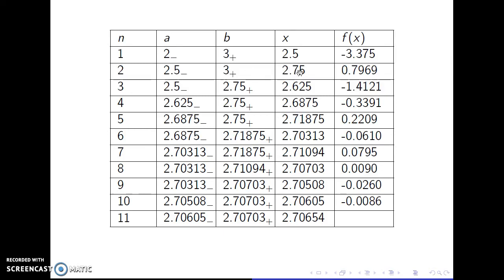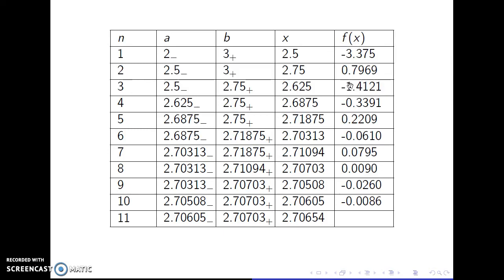Now substitute the x2 value in f of x. Now we got a positive symbol. This positive sign we give to 2.75 as a symbol. So this plus and this minus become our next interval, that is 2.5 and 2.75 plus. So we get here 2.625, the addition of these two divided by 2 by the bisection method. Then this becomes x3, the third approximation, 2.625.